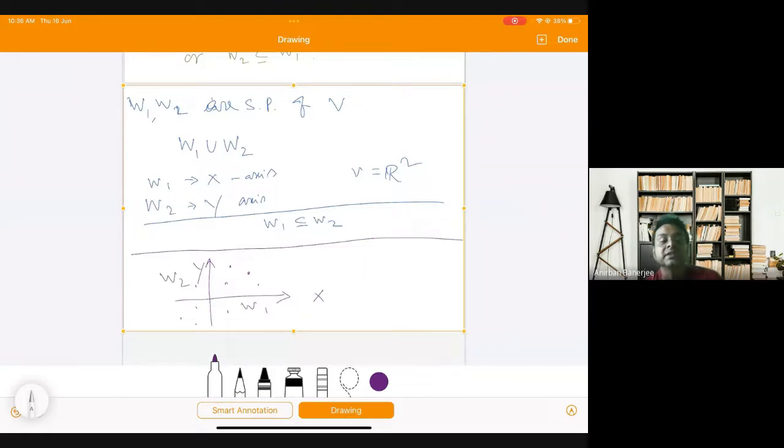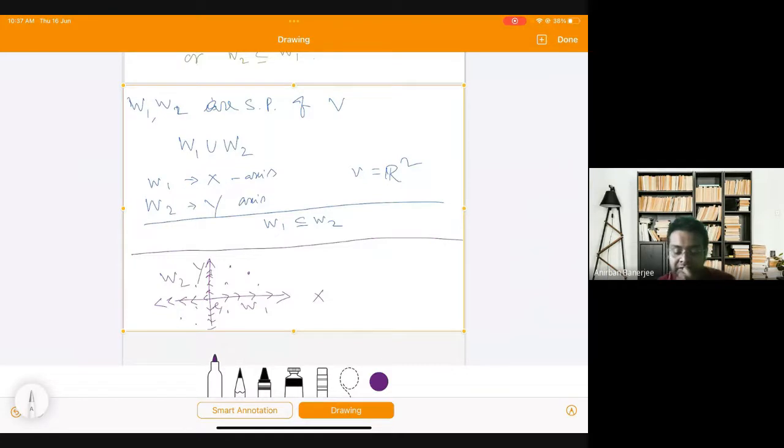But when we have W1 union W2, when we have W1, we have any vector. Let's say we have the unit vector along the x-axis. We have any multiple of the unit vector along the x-axis. The negative multiples are also included. And when we have W2, we have any vector along the y-axis, even the minus y-axis, right?